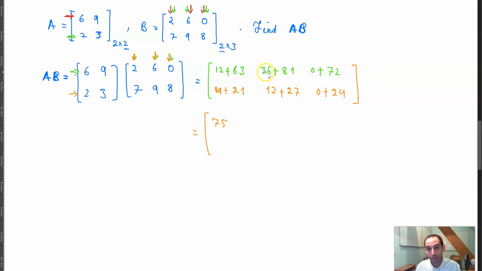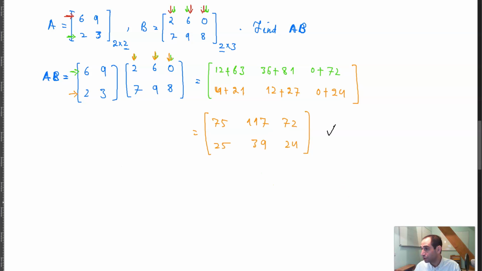And there you have 12 plus 63 is 75. 36 plus 81 is 117, right? That is 117. That is 72, 25, and 27 plus 12 is equal to 39, and that's 24. That is your matrix. 75, 117, 72, 25, 39, and 24 is the correct answer.